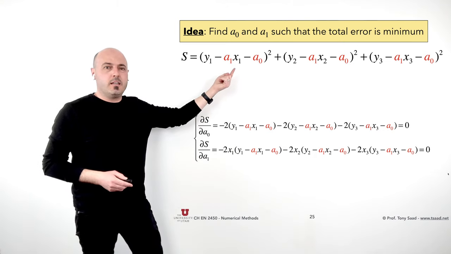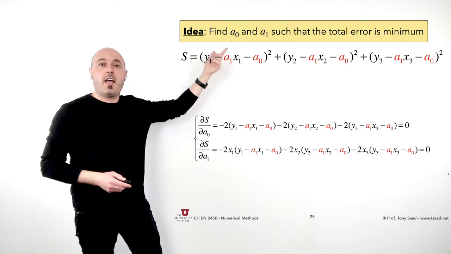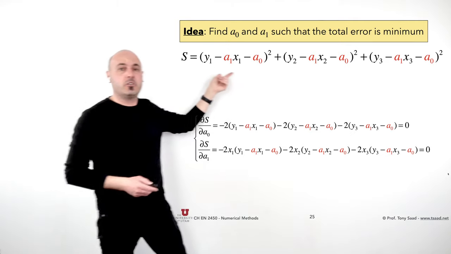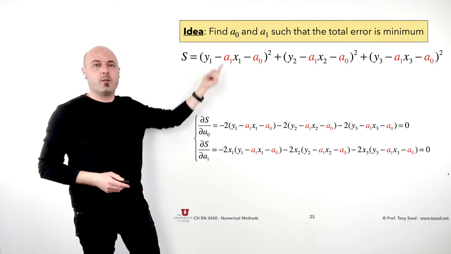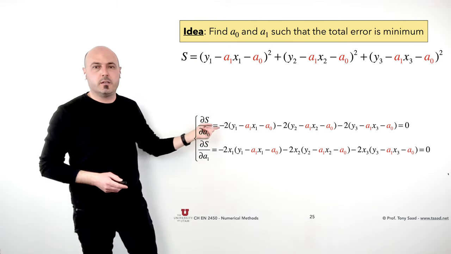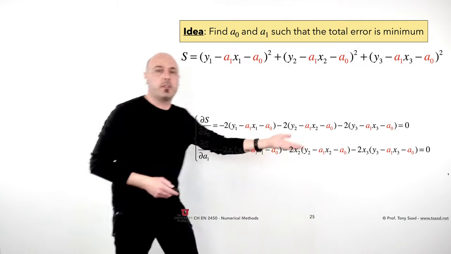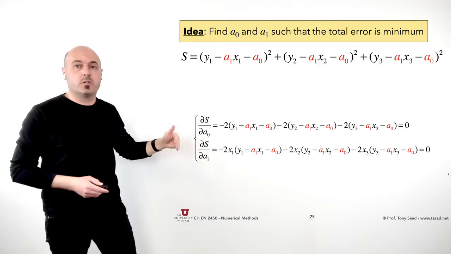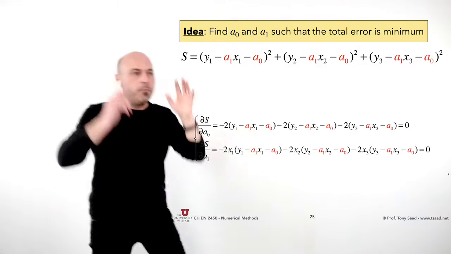Why? Because when you're differentiating with respect to a1, everything is essentially a constant except for a1. So when you differentiate with respect to a1, you're going to pick up minus x1, and you get the 2 from the power, and you get this formula. We're going to set these two equations equal to 0.